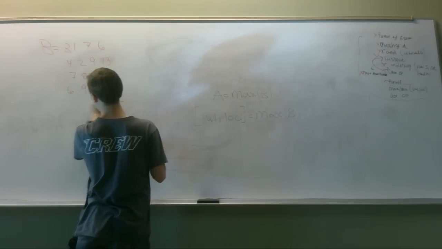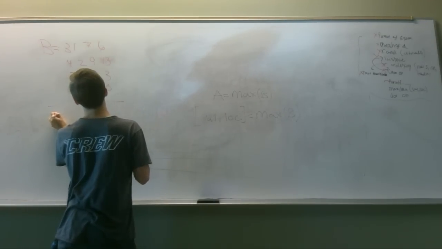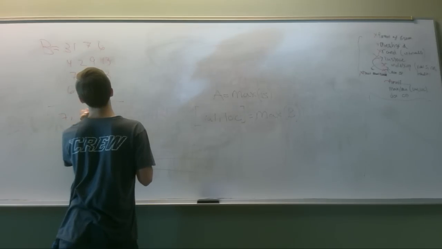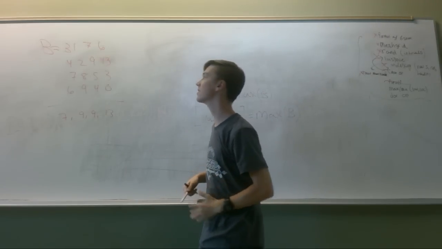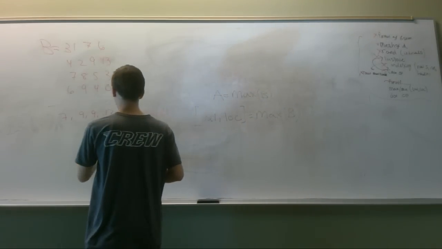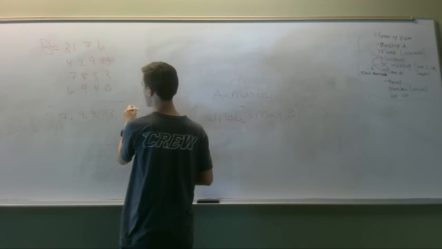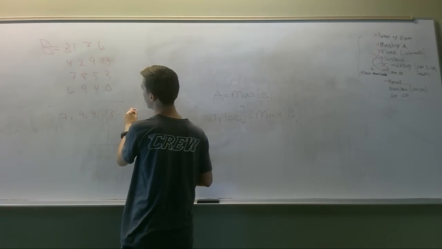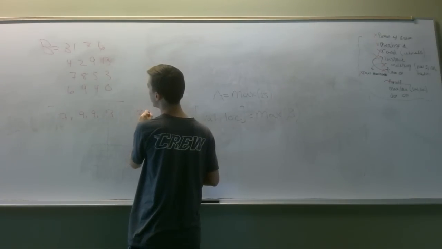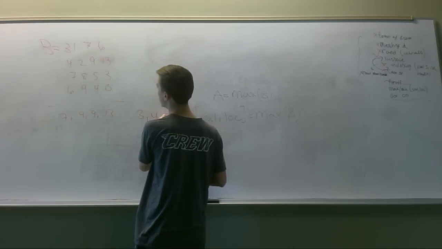Yeah, right. So if I say max of B, I'm going to get 7, 9, 9, and 13. Okay. Those are the maxes. And then if I ask for the location, next up I'm going to get 3, 4, 7, 6. So I'm going to get 3, 4, 2, and 2.